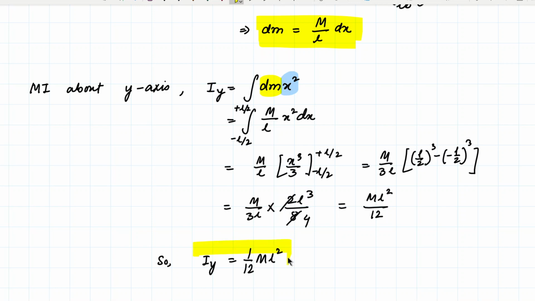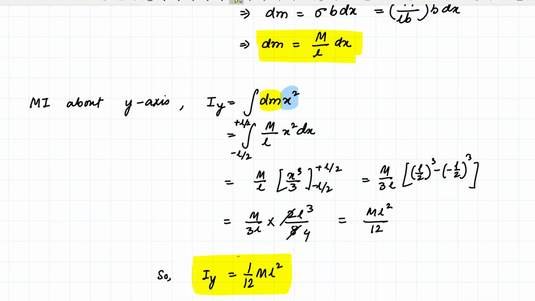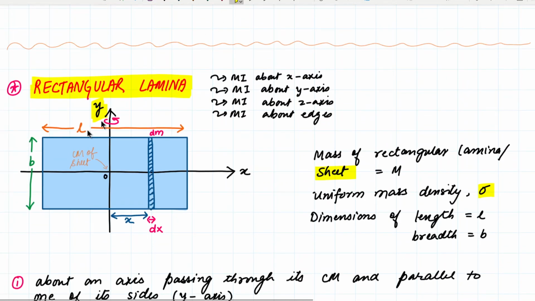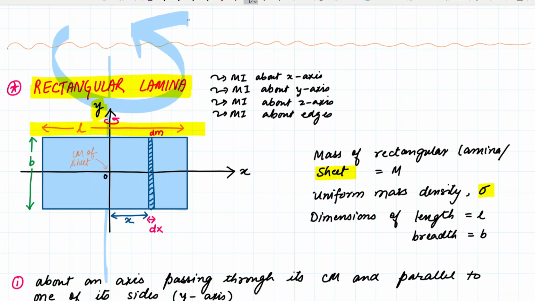This is the moment of inertia of the rectangular sheet with respect to the y-axis. So this length is L. When I calculate the moment of inertia with respect to the y-axis, it is 1 by 12 m L square. Understood? Not 1 by 12 m B square, that is the mistake you make. But if you are calculating with respect to the y-axis, then it is 1 by 12 m L square.